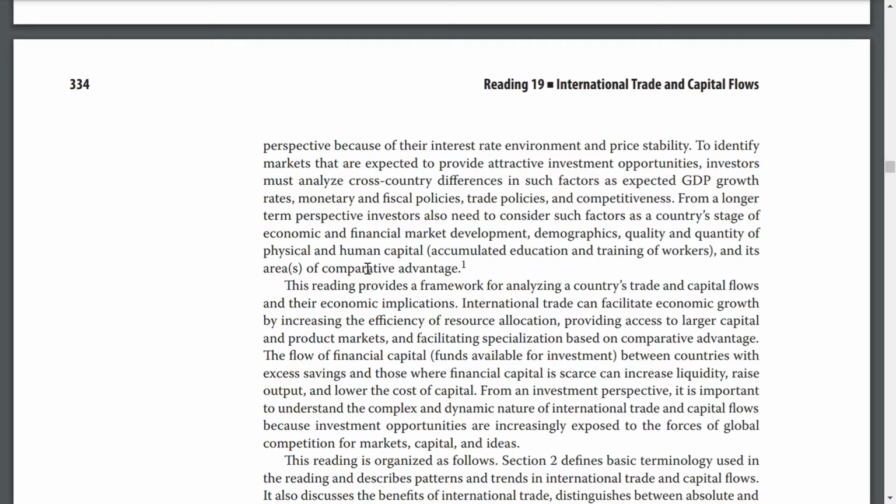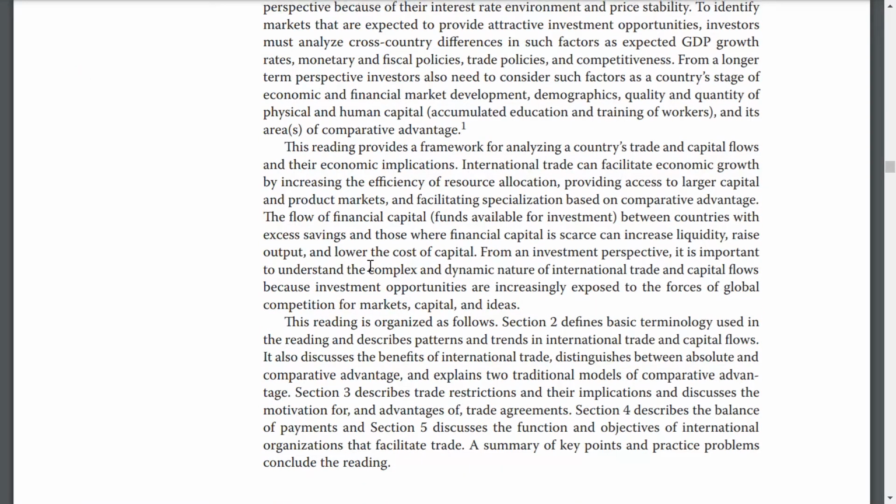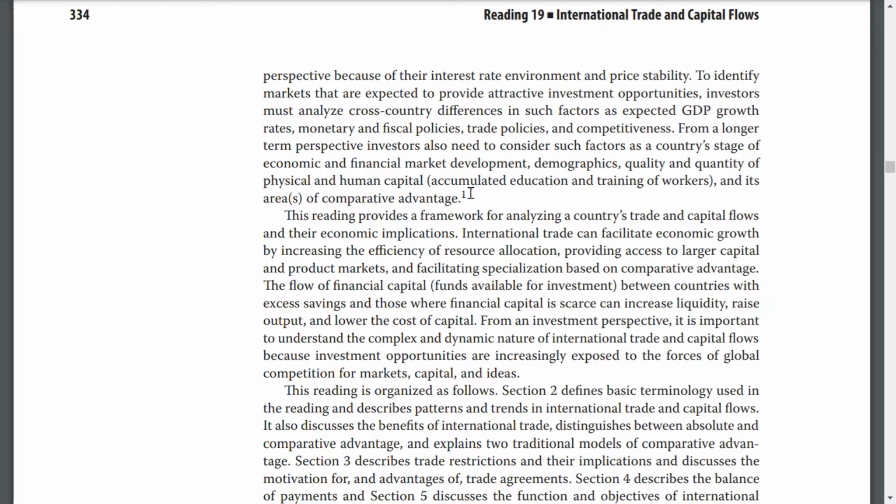From a longer-term perspective, investors need to consider such factors as a country's stage of economic and financial market development, demographics, quality and quantity of physical and human capital, accumulated education and training of workers, and its areas of comparative advantage. This reading provides a framework for analyzing a country's trade and capital flows and their economic implications.